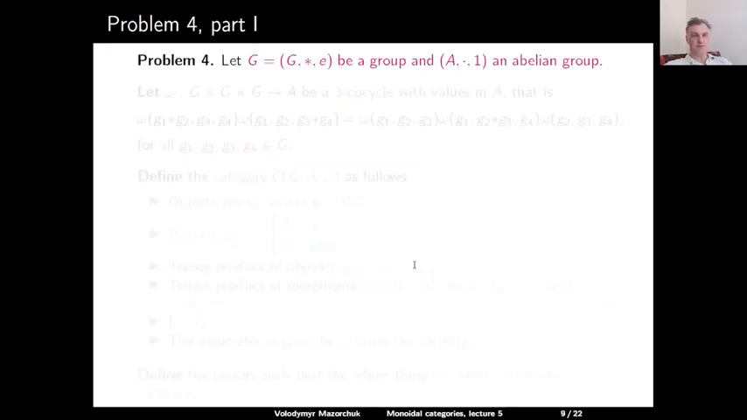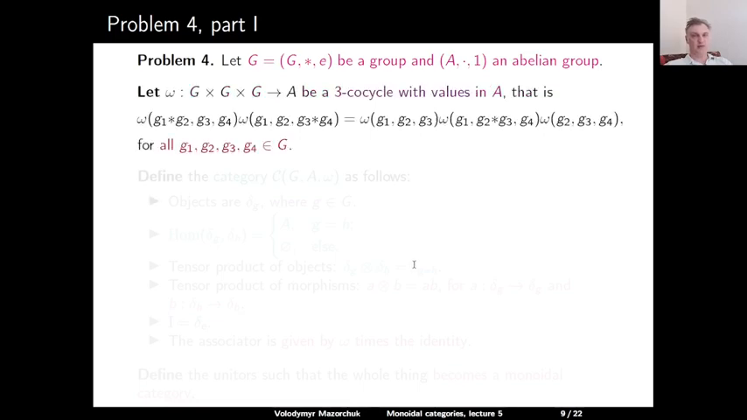Problem 4. Let G be a group and A an abelian group. Let omega from G cross G cross G to A be a 3-cocycle with values in A. That is, omega satisfies the following equation.